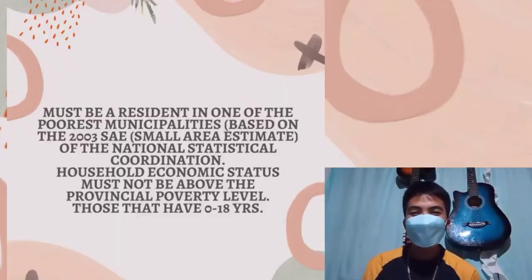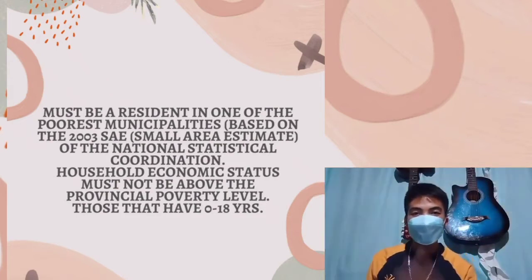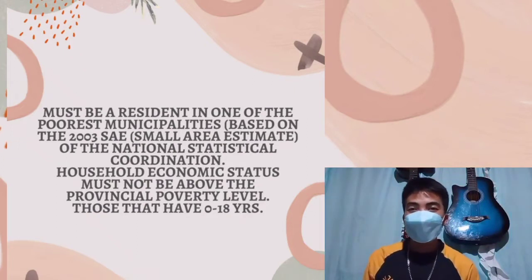So, how to avail of 4Ps? First, must be a resident in one of the poorest municipalities based on the 2003 SAE or the Small Area Estimate of the National Statistical Coordination Board. The second, household economic status must not be above the provincial poverty level. And the third, those that have children 0 to 18 years old.